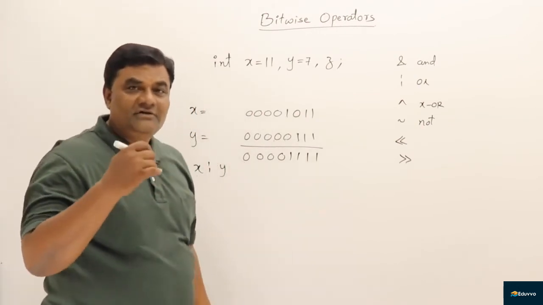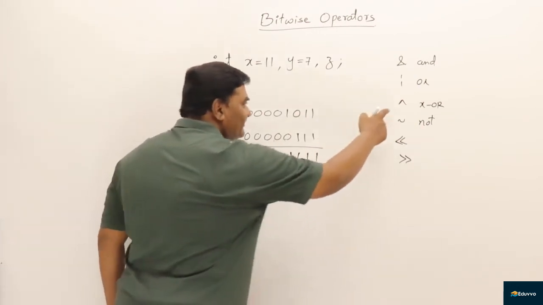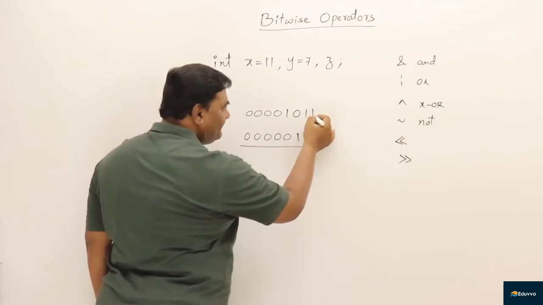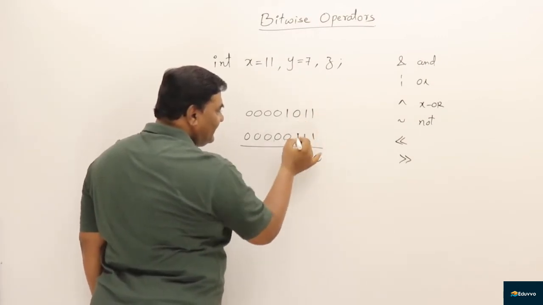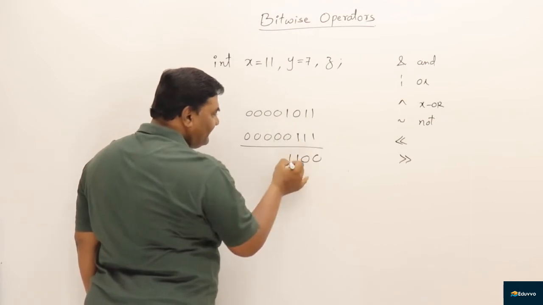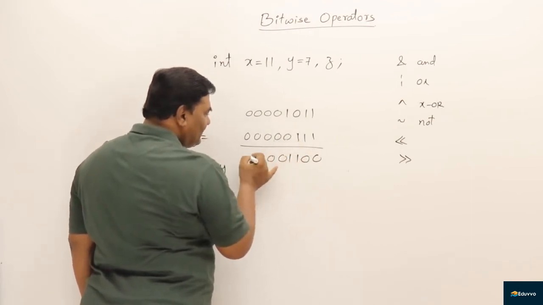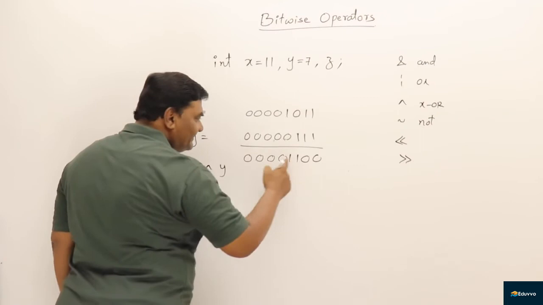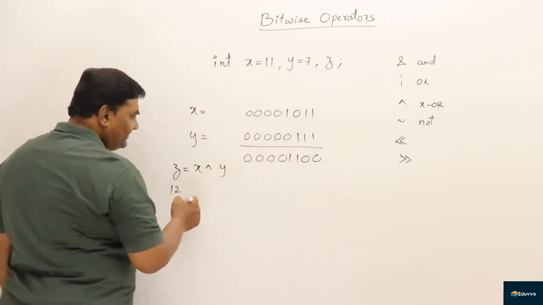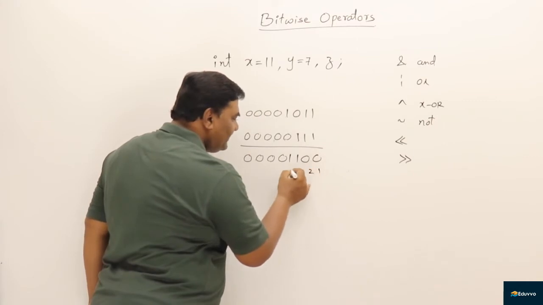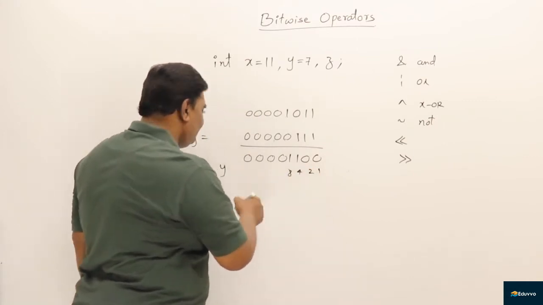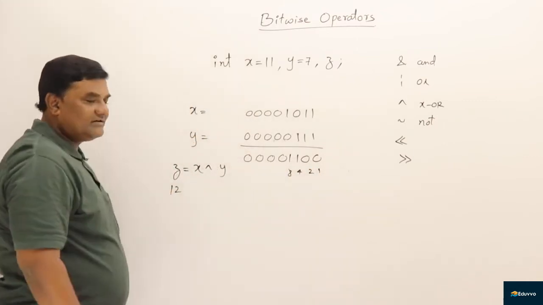Now next, let us see what is the result of XOR. This XOR operation I will take. Both are same, 0. Both are same, 0. These two are different, 1. These two are different, 1. Then leading all are zeros. So in decimal form this is 12. See, this is 1 2 4 8, 8 plus 4 is 12. So the answer is 12 here.